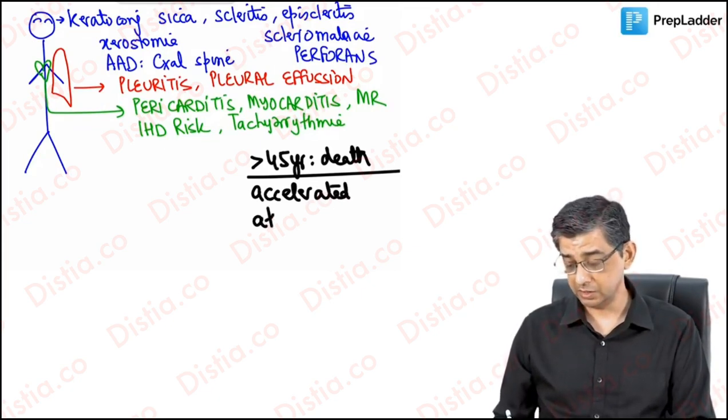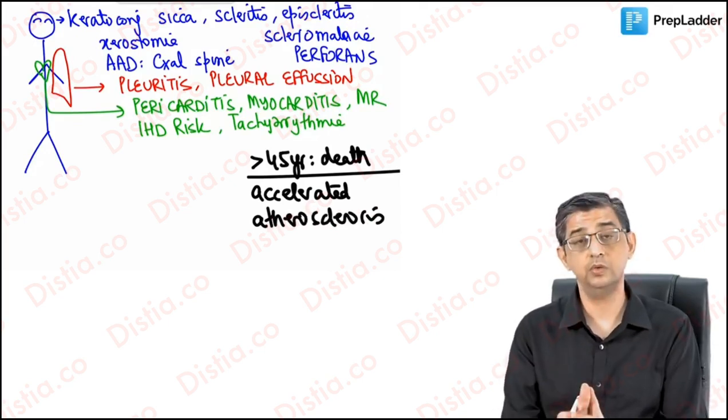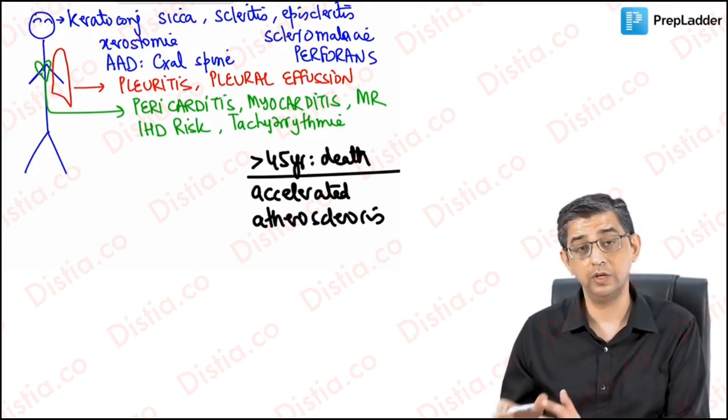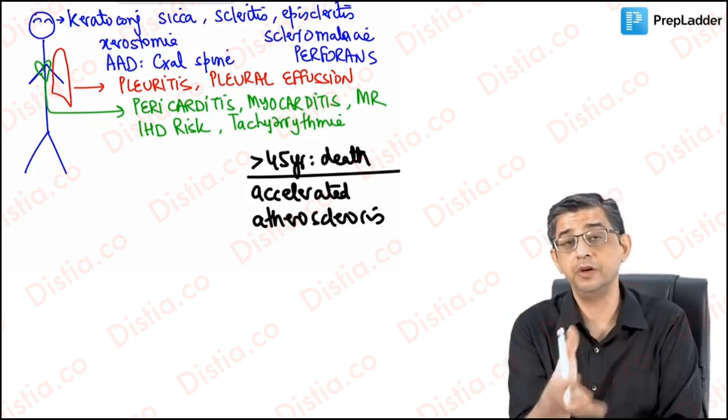In my earlier discussions, I have told you that even in SLE, you could be having accelerated atherosclerosis. So cardiovascular mortality is one of the important reasons why a rheumatoid arthritis patient can die. In SLE, it will depend upon whether it is treated or untreated.